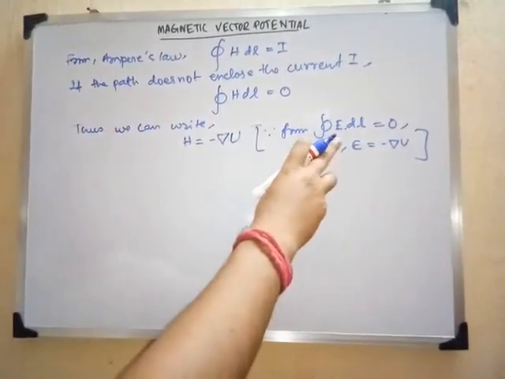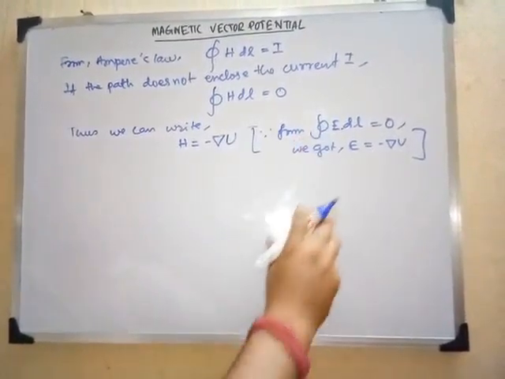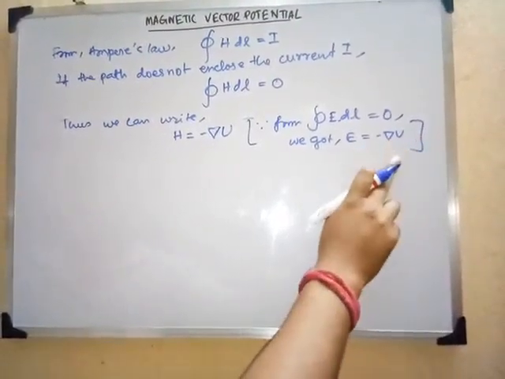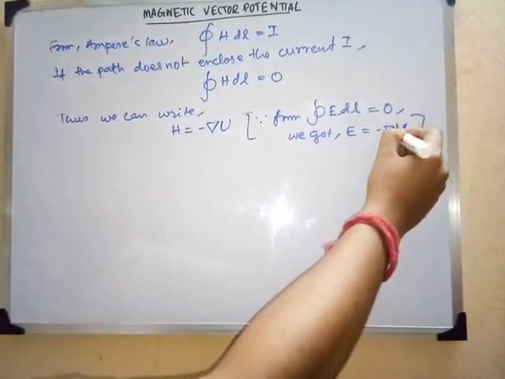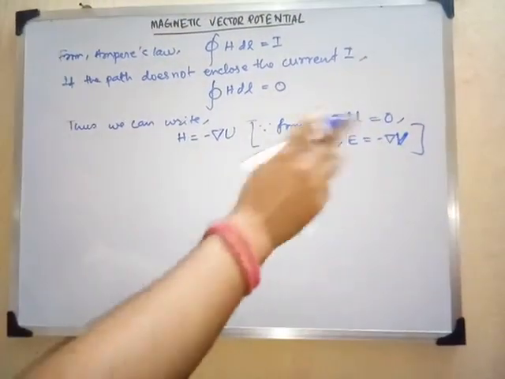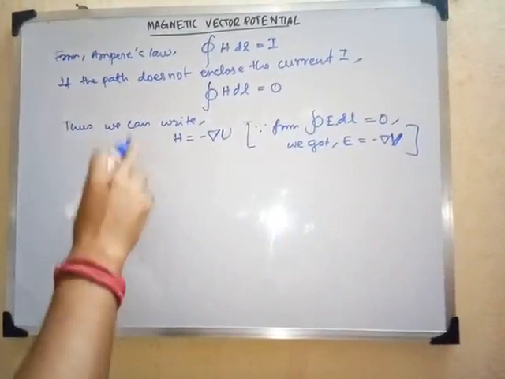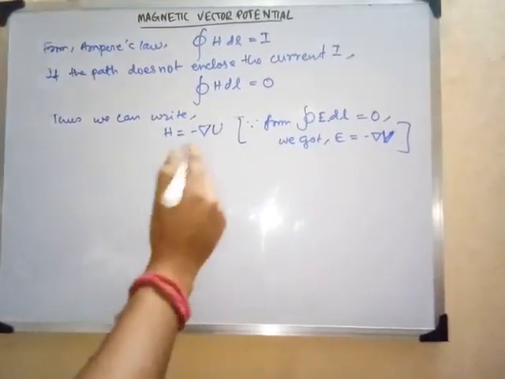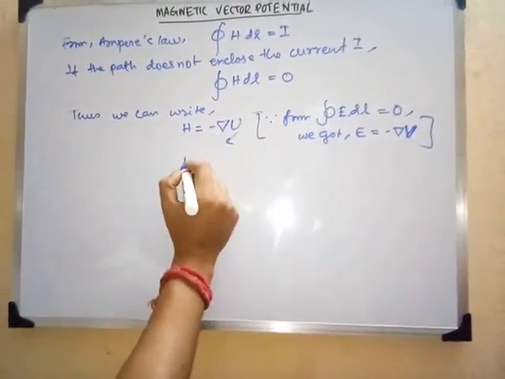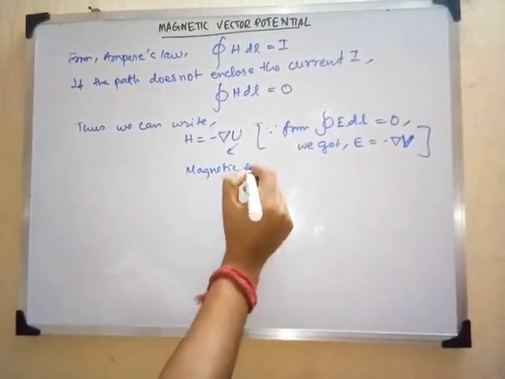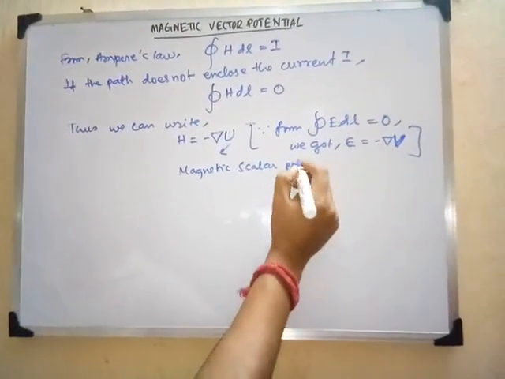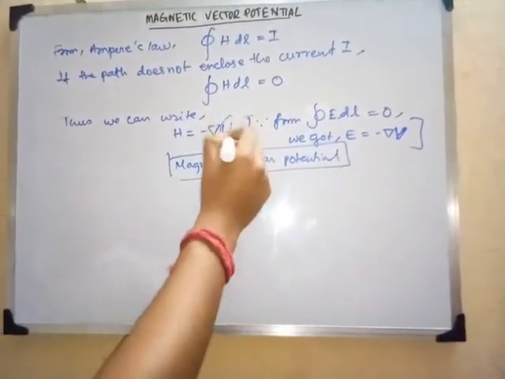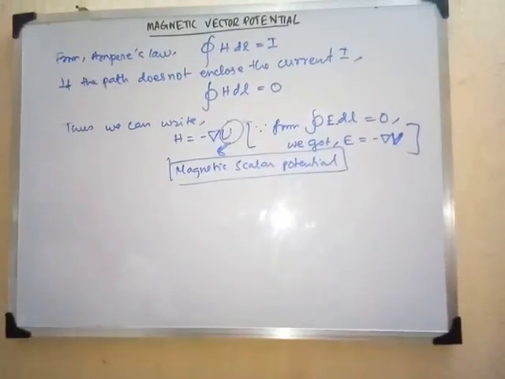So if the closed line integral of this electric field intensity equals 0, then we obtained in our earlier classes that E will be equals to minus del of V. Here V is the potential. Can you remember? That is electric potential. So if that was true, in case of the magnetic field also, we can write H equals to minus del of U, right? So this function U is actually known as magnetic scalar potential, right? So we are talking about magnetic scalar and vector potentials. So this U is your magnetic scalar potential, right?